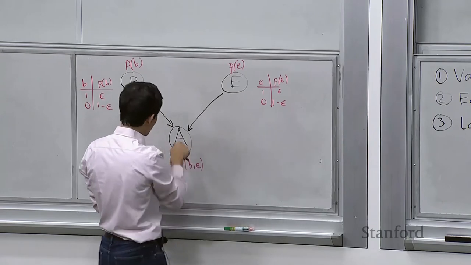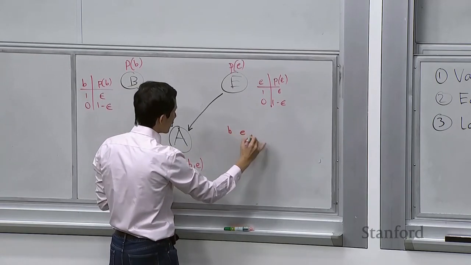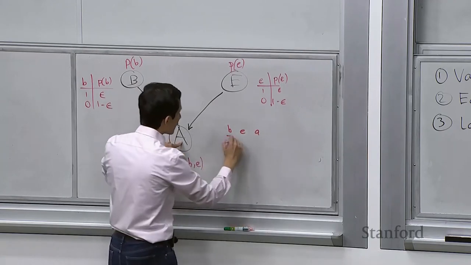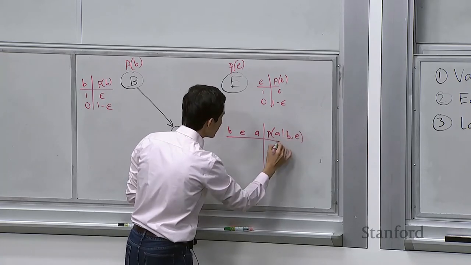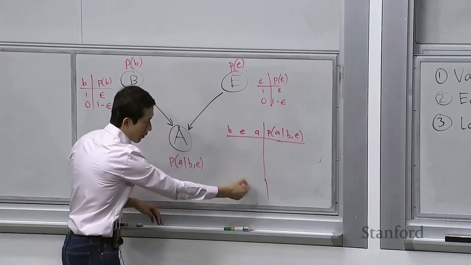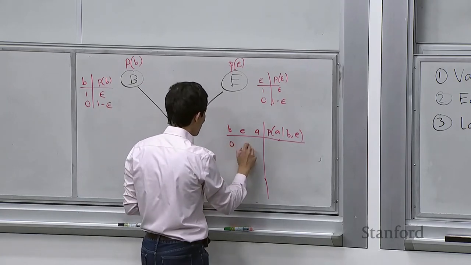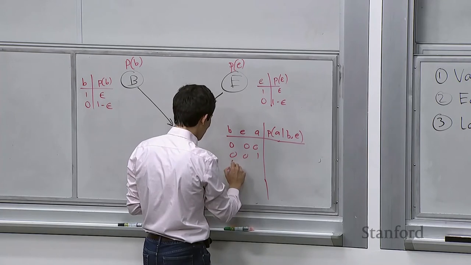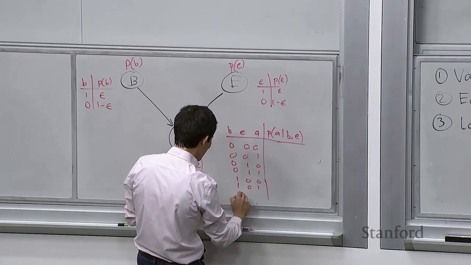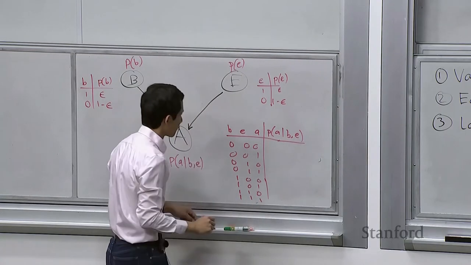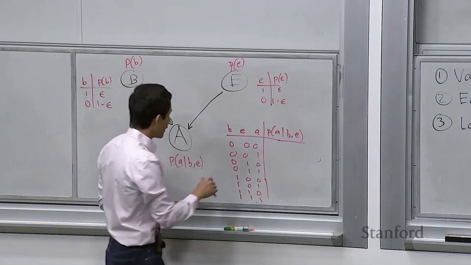Okay, so this one's a little bit more complicated. I'm going to write the parents, B, E, and the variable itself, A. And I'm going to look at the probability of A given B and E. Now I'm going to list out all 8 possible combinations here: 0, 0, 0; 0, 0, 1; 0, 1, 0; 0, 1, 1; 1, 0, 0; 1, 0, 1; 1, 1, 0; 1, 1, 1. Okay, so for each of these, I need to specify the probability.